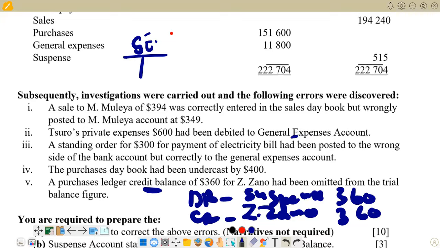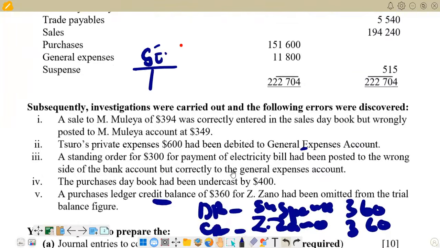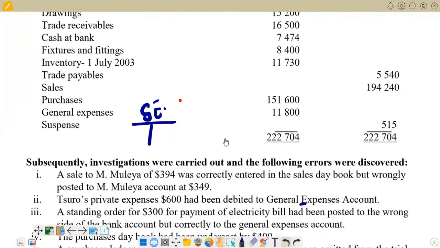So the next item that is needed in the question, we can go to the question and check. We have got the suspense account now, starting with the difference from the trial balance. So let's check the difference from the trial balance that we have. This is our trial balance, and we have a difference there of suspense. This represents the difference, and the difference is here. 515 is on the credit side.